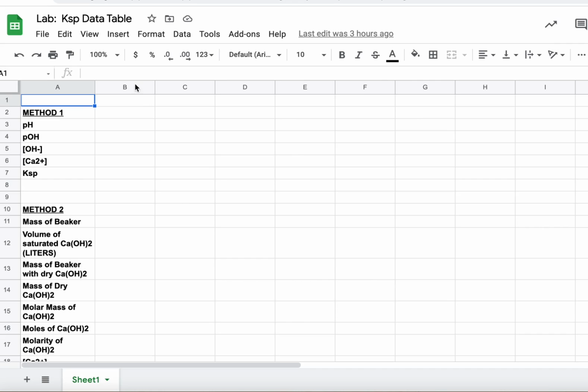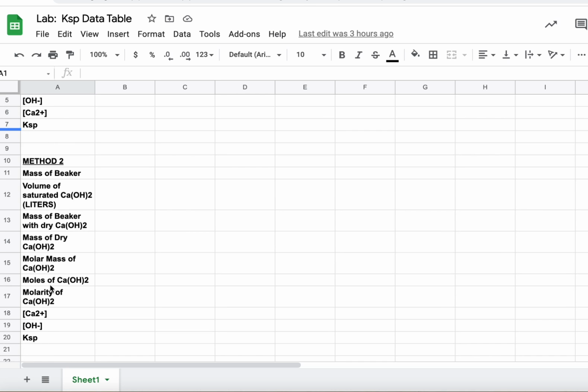All right, so here is what your data table should look like. So you're going to have 2 methods. We're going to do 2 methods of finding Ksp. So make sure you have 2 sections on your data table. And we're going to set this up so that it does all the calculations for you. So go ahead and just type this stuff in, method 1 and method 2. For method 2, make sure you have all the stuff on the bottom that I have to scroll down to see.